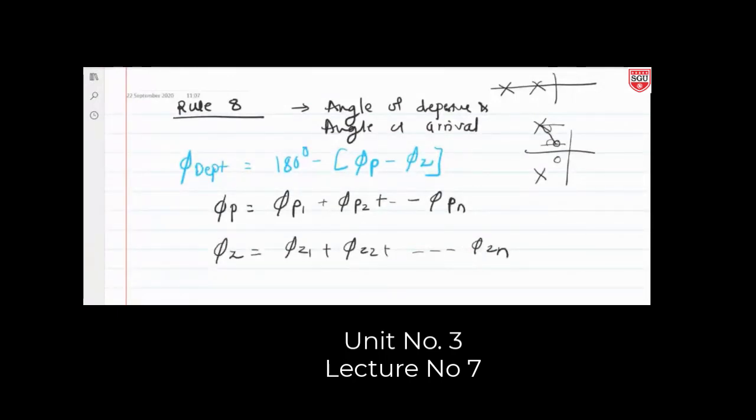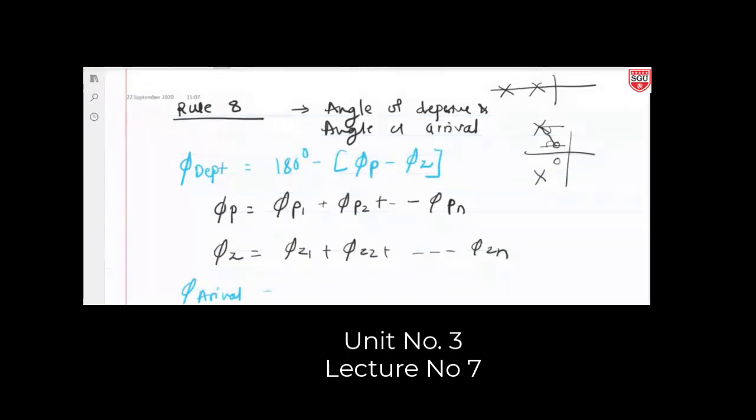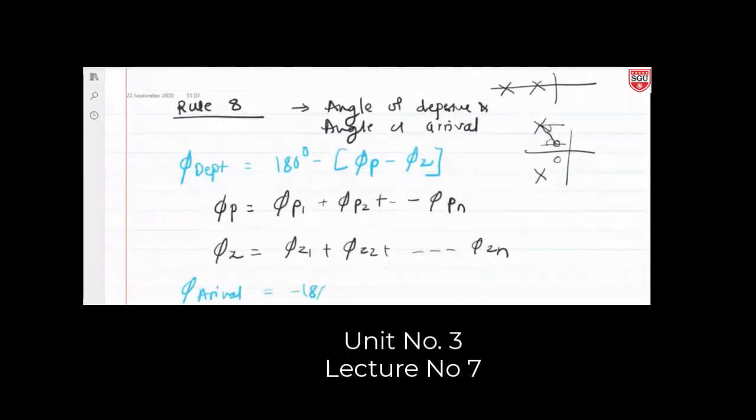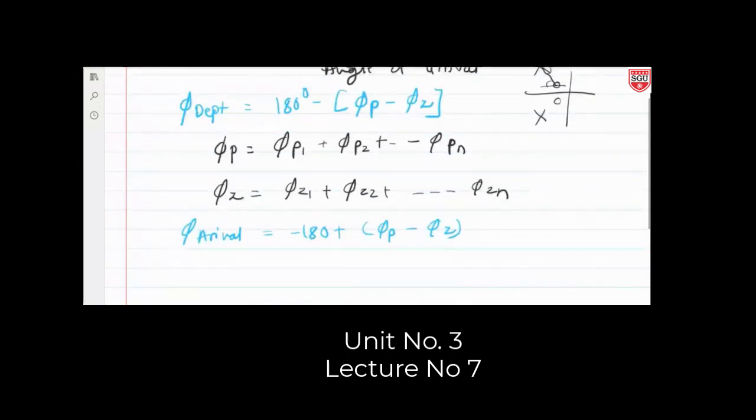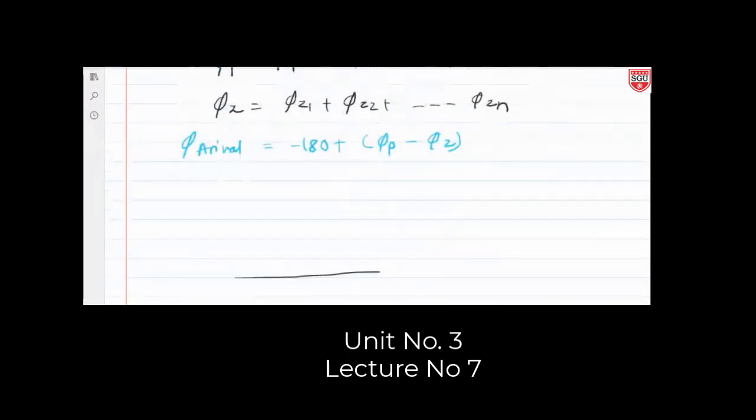And the angle of arrival, phi arrival, is equal to 180 plus phi p minus phi z. It is the only change in the formula. Let's see what is the meaning of this. With the diagram, you will understand.